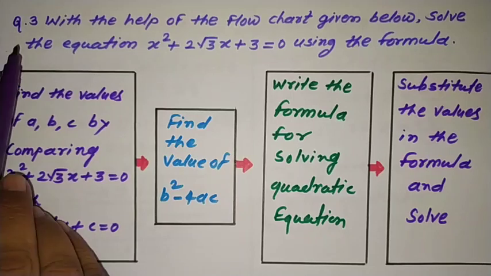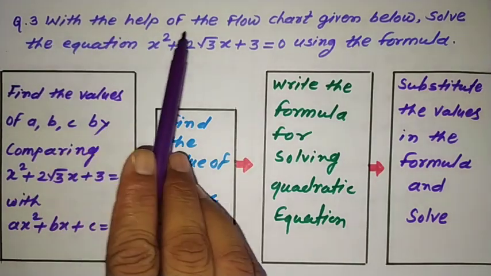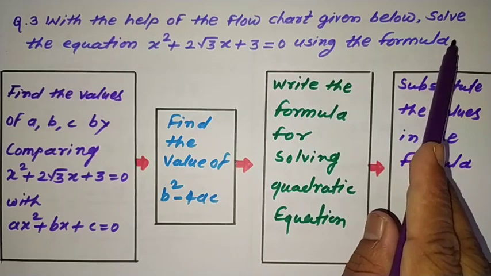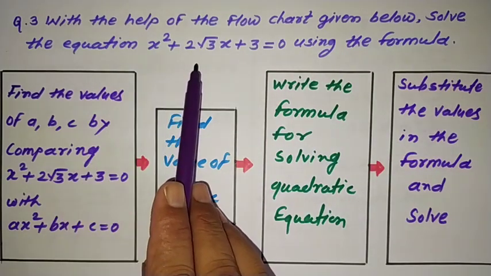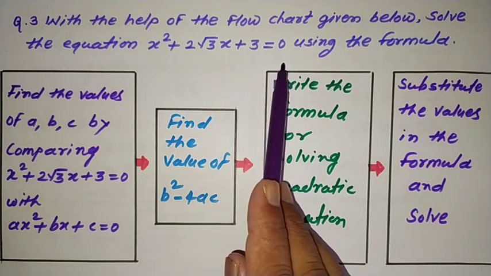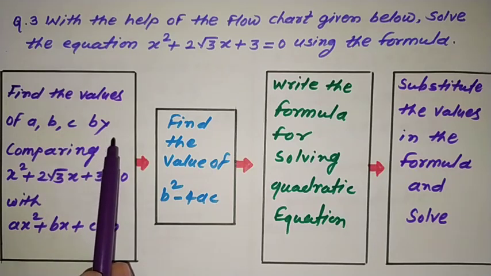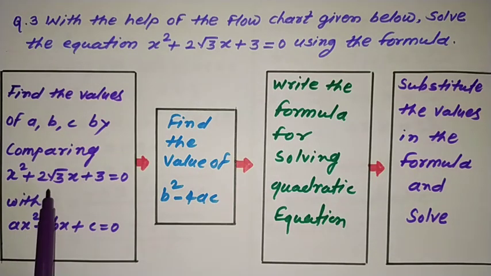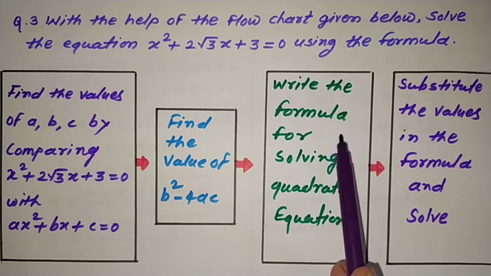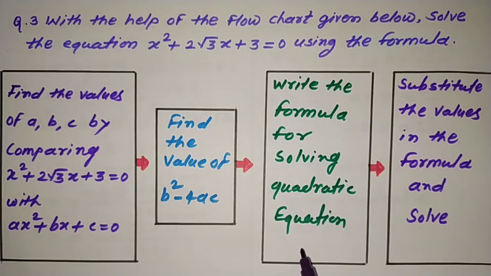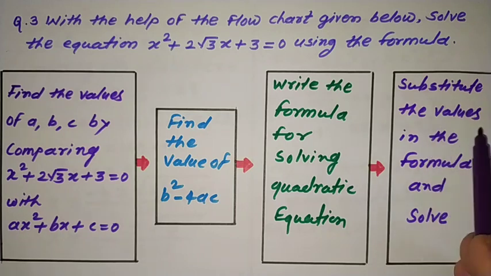Example number 3, question 3. With the help of the flow chart given below, solve the equation x square plus 2 root 3x plus 3 is equal to 0 using the formula. First step, find the value of a, b, c by comparing x square plus 2 root 3x plus 3 is equal to 0 with ax square plus bx plus c is equal to 0. Next step, find the value of b square minus 4ac. Write the formula for solving a quadratic equation, substitute the values in the formula and solve it.